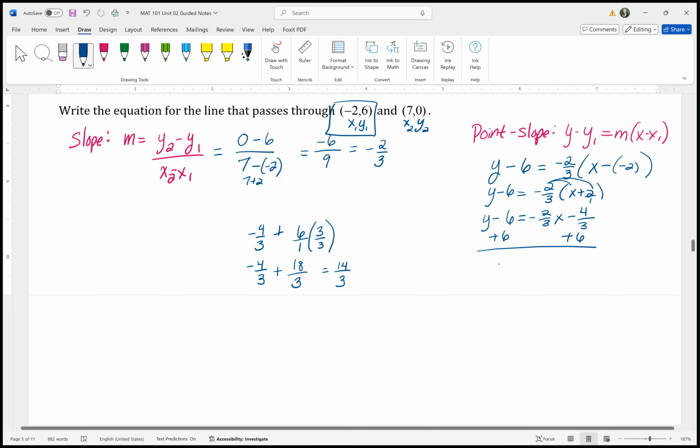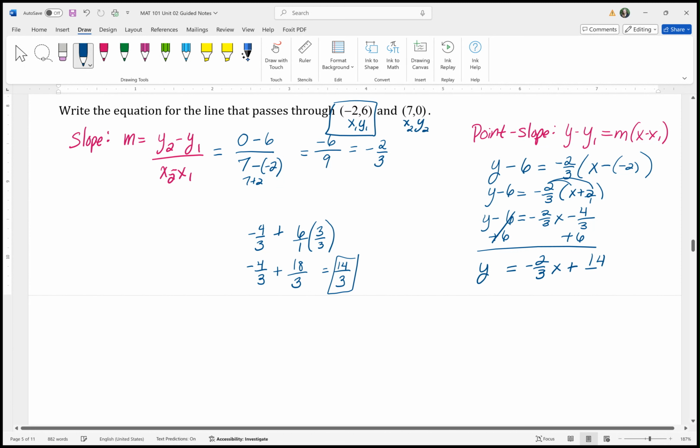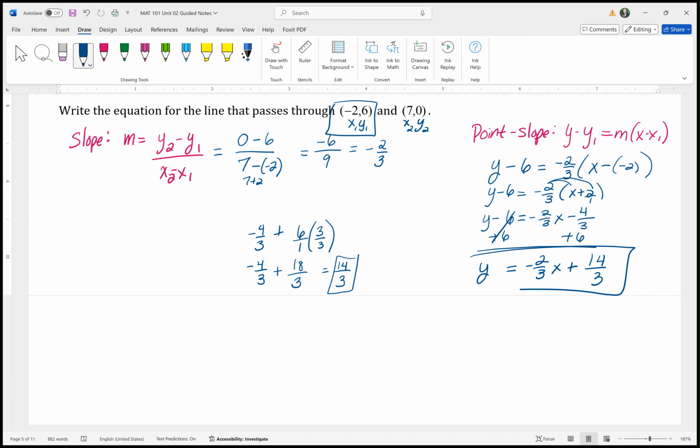So this, coming back to our equation, our final equation for this is y equals negative 2 thirds x plus, again, this 14 over 3 is positive. So that will give us our plus 14 over 3. And that is our final equation on that one.